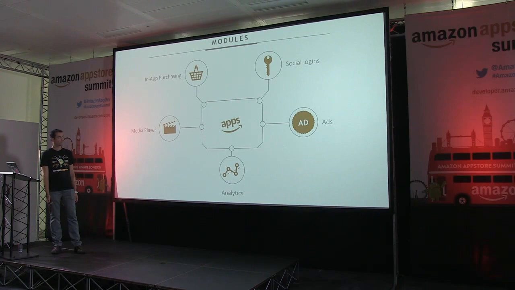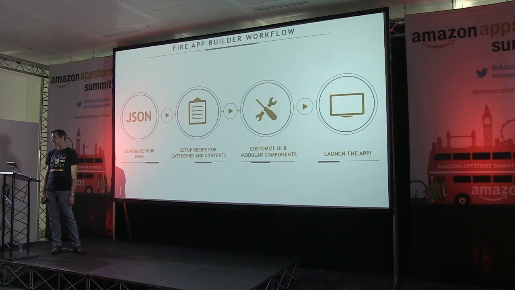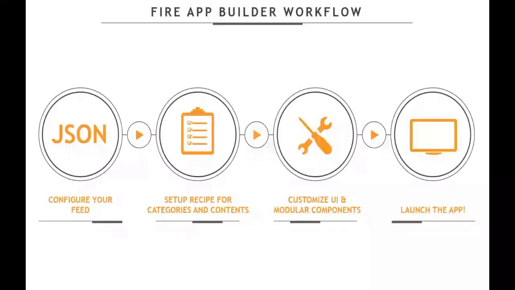Okay, so what's the process for getting started with this? You think this looks good? You want to go off and use it? Here's the process for going about that. You configure your feed, so this means you need to have your media out there somewhere hosted online. You have a JSON or MRSS or XML feed. You configure that using our configuration files, I'll show you a little bit more about that in a second.